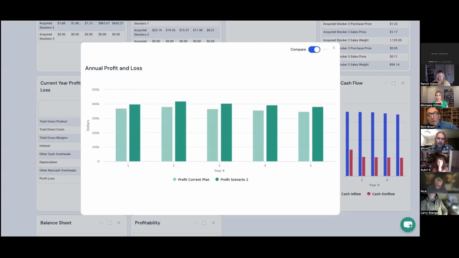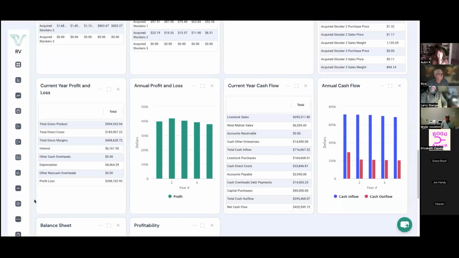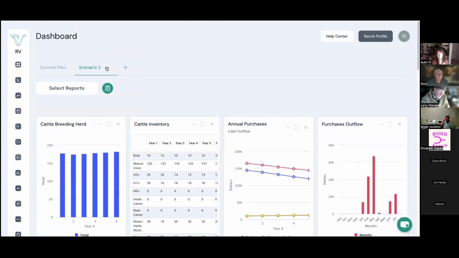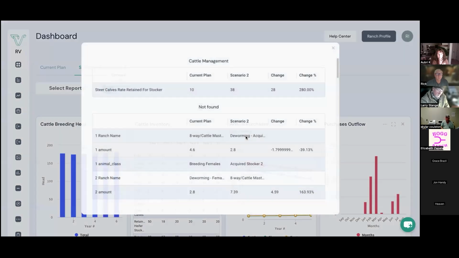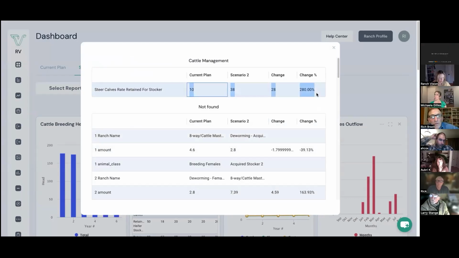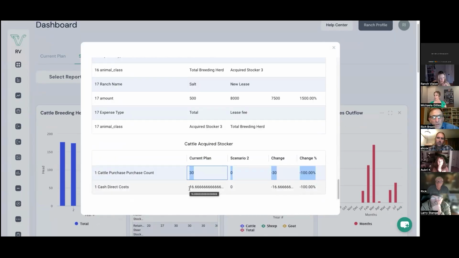But the scenario, the numbers we just ran showed that leasing of grass wasn't very profitable. Right. By the way, before we do that, let's show her that feature where you can compare and see the changes. So here's all the things you changed. We changed from 10 to 38% of our steers being kept. We stopped purchasing those acquired stalker ones. The cash costs, those changes are just because of the numbers change.